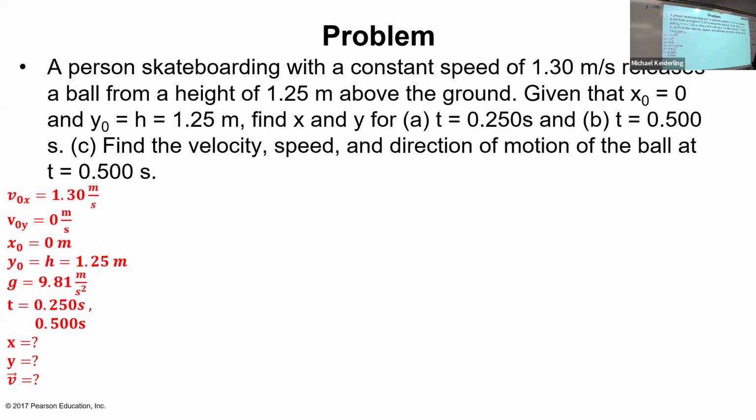Also, we're looking for the speed and direction of motion of the ball at t equals 0.5 seconds. That's part B, or part C. So first of all, x is x naught plus v naught x t. Y is y naught plus v naught y t minus 1/2 gt squared. In this case, v naught y is 0. So this will go away.